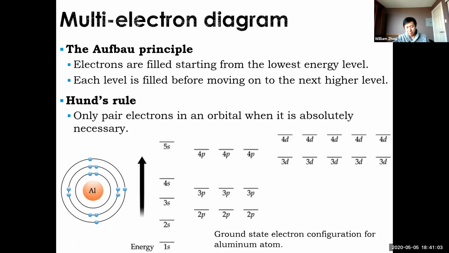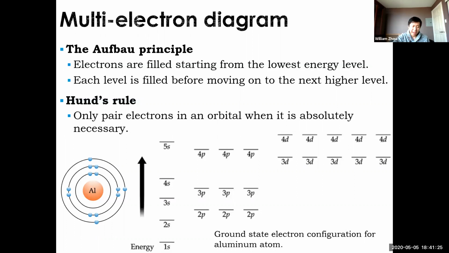If you look at the aluminum Bohr-Rutherford diagram to the left, we know that Bohr-Rutherford diagrams are wrong. So we're going to fill out this energy level diagram for aluminum. And aluminum, if you count, has 13 electrons. So where do we put the first one according to the Aufbau principle?